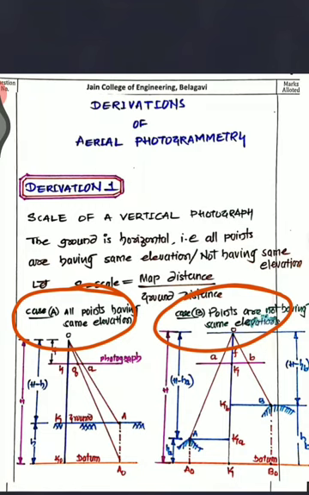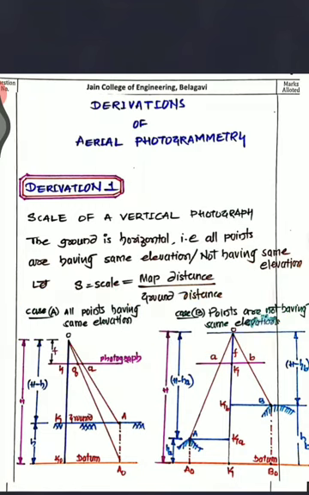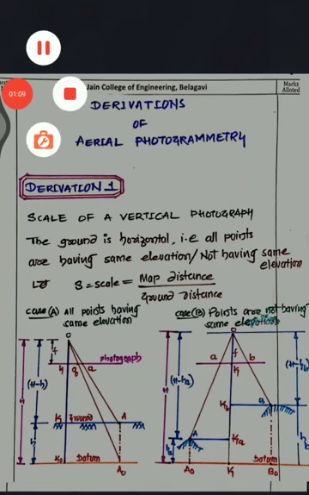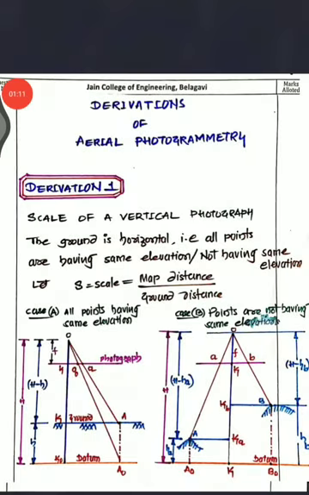In general, the scale of a vertical photograph is, right here I have written that formula: scale is equal to map distance divided by ground distance. It means that whatever distance you measure on the map, if you divide that distance by the actual distance on the ground, that will give you the scale.